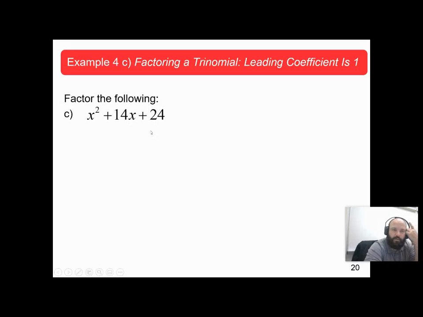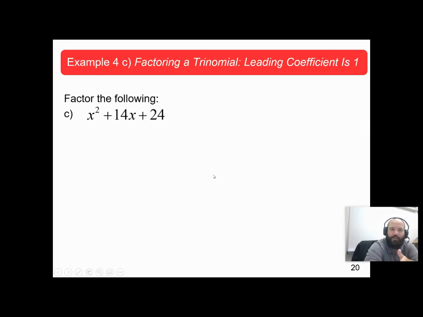All right, so we got another one of these. Lead coefficient is 1. This is a quadratic trinomial. Quadratic means it is to the second power, and trinomial means there are 3 terms. Therefore, we're going to try the basic factoring: two numbers that multiply to give me 24 and add up to give me 14.